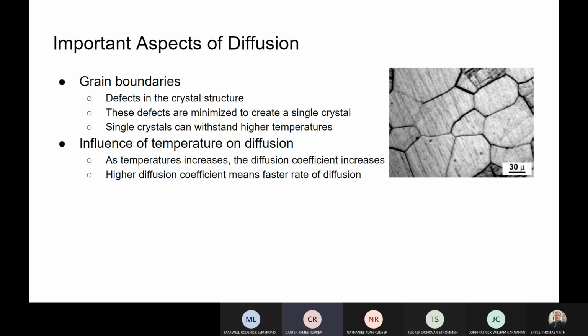Next, the influence of temperature on diffusion is important. An increase in temperature causes the diffusion coefficient to increase as well, and the higher the diffusion coefficient, the faster the rate of diffusion. Understanding the effects of temperature on diffusion can allow the process of creating a single crystal turbine blade to be quicker.